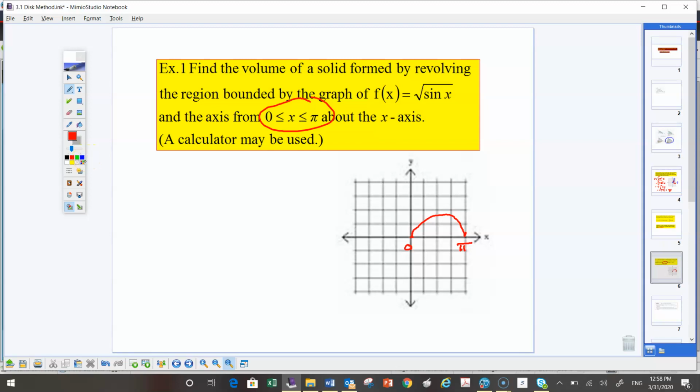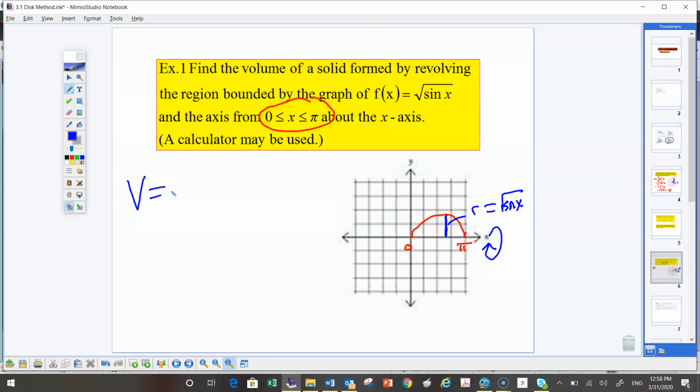So now they want me to revolve this region R, the region bound by the red graph and the x-axis, around the x-axis. I'd like to use a different color to draw my slice, and there's my slice touching the axis of rotation. So that's going to be my radius, and the radius in this case is just my function, root sine x. My radius will change depending on where I draw my slice, but it's still defined by the function root sine x.